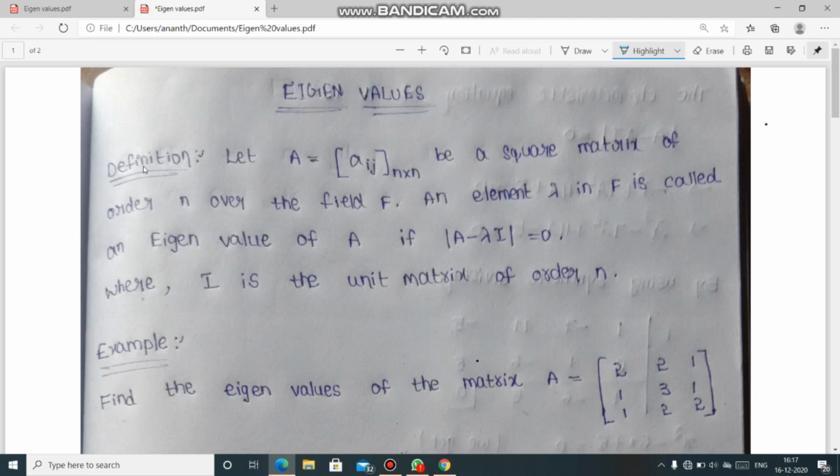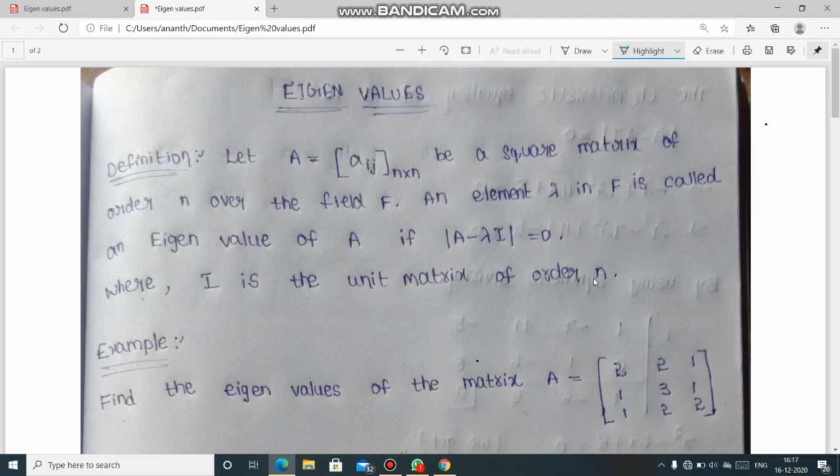So first, the definition of eigenvalues. Let A = (aij) n by n be a square matrix of order n over the field F. An element lambda in F is called an eigenvalue of A if the determinant of A minus lambda I is equal to 0, where I is the unit matrix of order n.